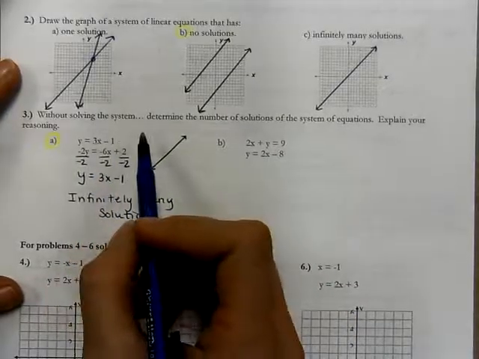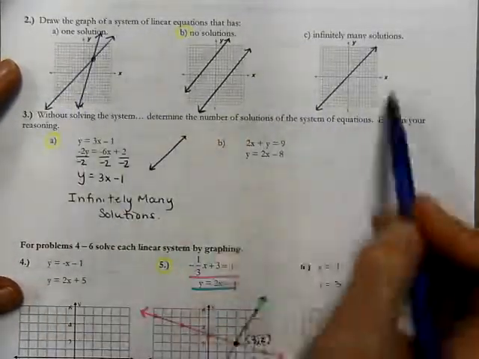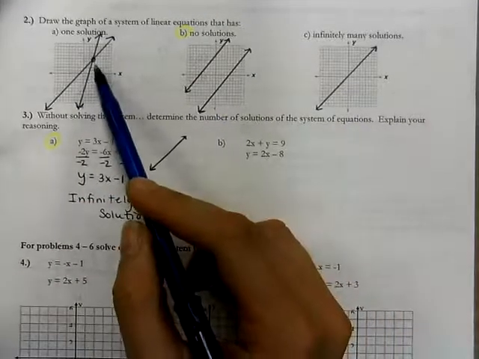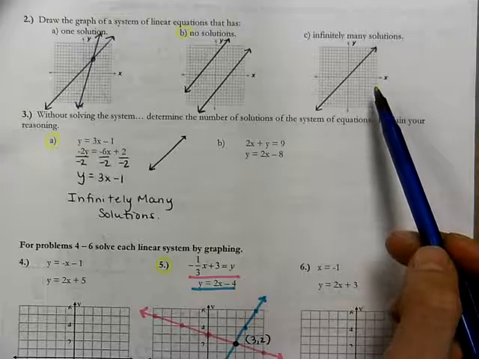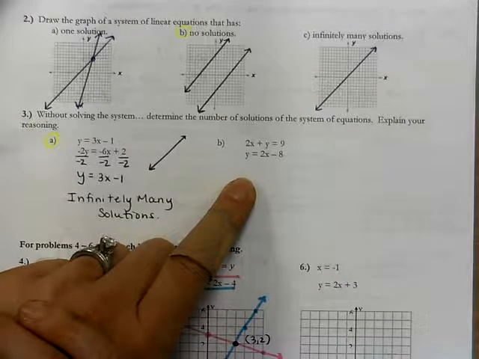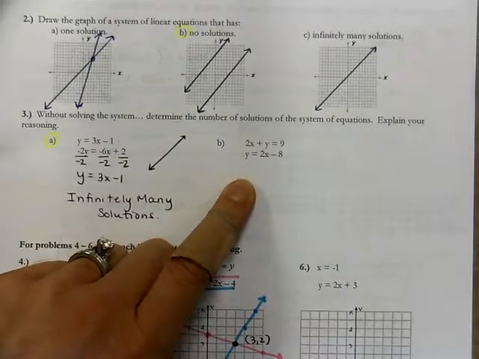Number 3 says, without solving the system, determine the number of solutions of the system. Well, so we kind of thought through these. These are our 3 options. I just want to know the number of solutions. So there's either one solution, no solution, or infinitely many solutions. So here, in order to determine this, I think it's easiest to look at the slope and the y-intercept to know what kind of picture we're going to have for the graph.